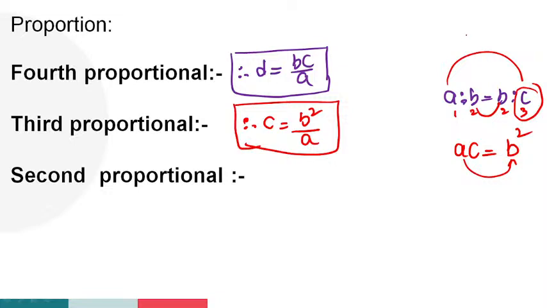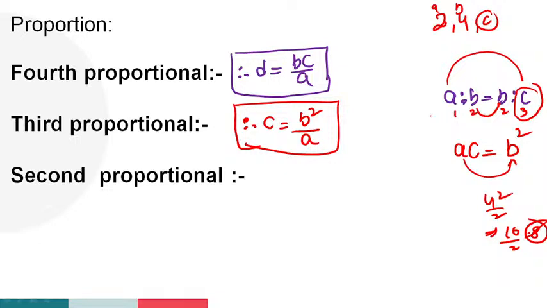For example, 2 comma 4. Find out the third proportion. What is the formula? C is equal to B square by A. Looking at A and B, B square is how much? 4 square by 2. 4 square is how much? 16. 16 by 2 is how much? 8, guys. Clear, all of you?